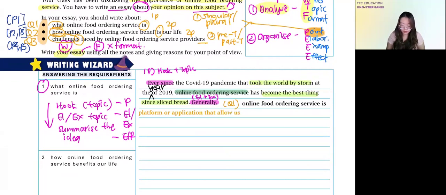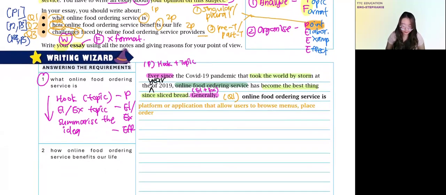that allows users to browse menus, place orders, and pay for food items from restaurants through the internet.